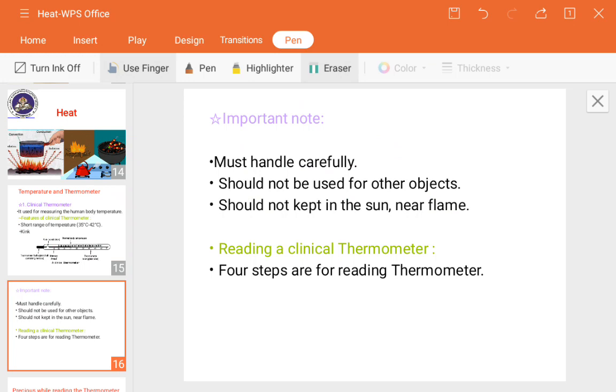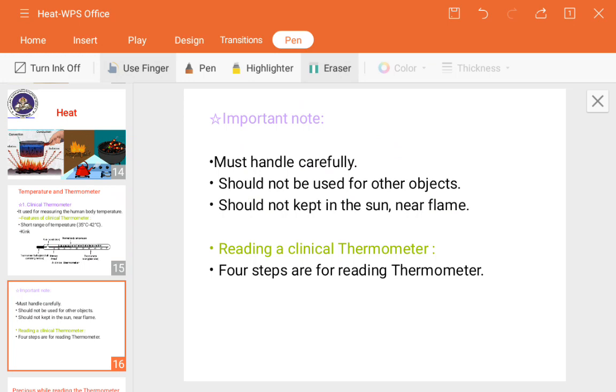The second step is to gently hold the thermometer tube in your hand and give it a jerk in such a way that the mercury thread in the thermometer tube falls below the reading of 35 degrees Celsius. After washing it, you have to hold it in such a way that the mercury level, which rose during the measuring of the patient's body temperature, falls back and becomes less than 35 degrees Celsius.